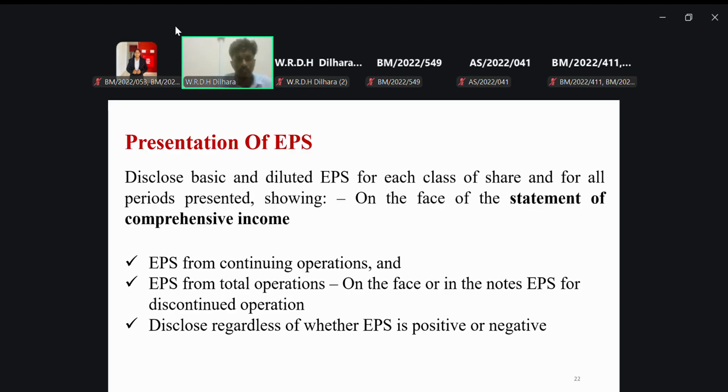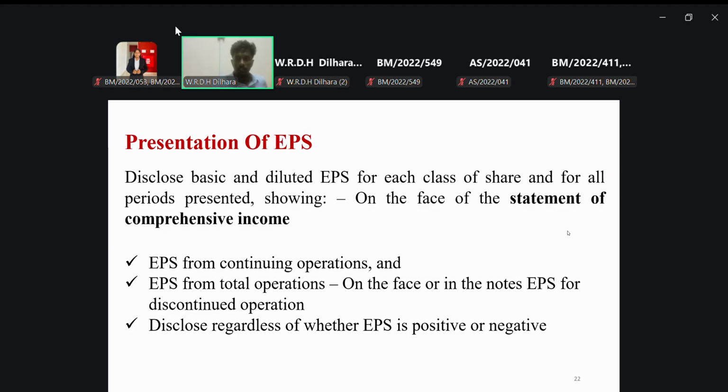And it discloses whether EPS is positive or negative. Okay, earning per share can be negative because the company is suffering from a loss. The earning per share can be negative. If the company is making a profit, it can be positive. Whatever, positive or negative, we need to disclose that. That's the meaning of the last bullet point.